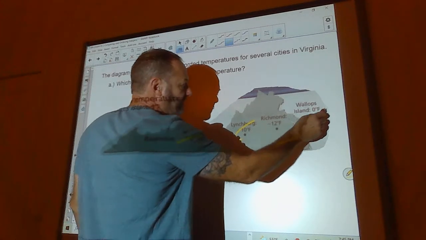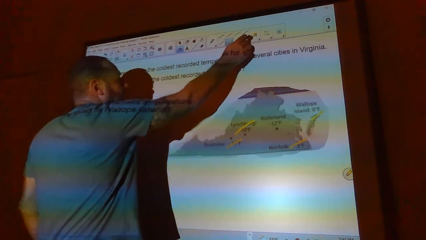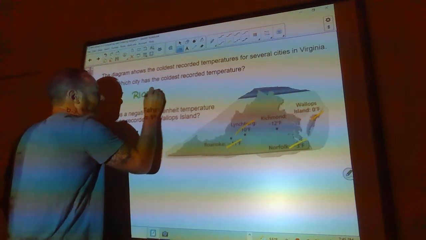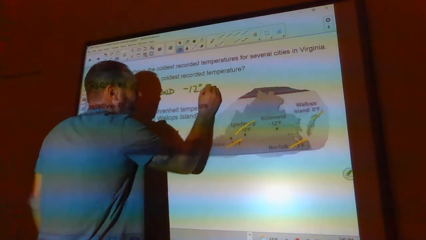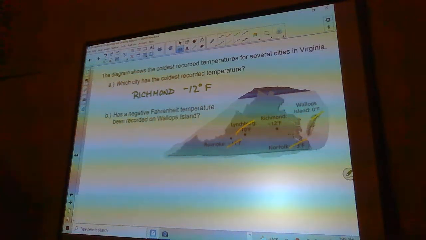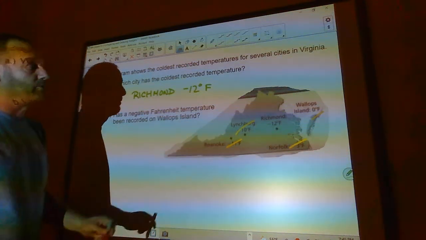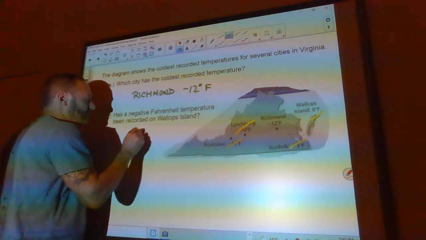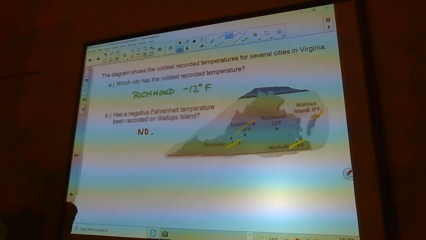And then Wallops Island is 0 degrees Fahrenheit. So we can cross that one off. What does that leave us with? That leaves us with Richmond at negative 12 degrees Fahrenheit. Has a negative Fahrenheit temperature been recorded on Wallops Island? Well, no, the lowest temperature was 0 degrees Fahrenheit. So the answer to this question is a big no, because 0 is bigger than all the negative numbers.